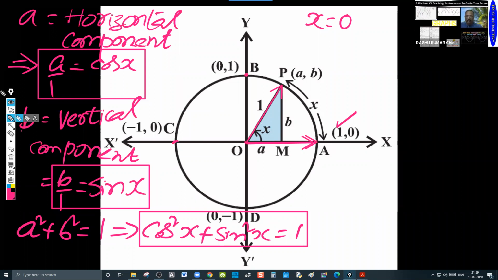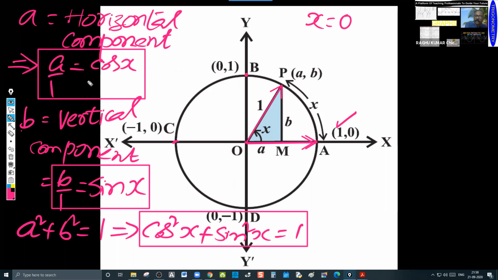Right. Now, let us understand this. What happens if x is 0? What happens if x is pi by 2? What happens if x is 180? What happens if x is 270? What happens if x is 360? That's what we are interested to know.